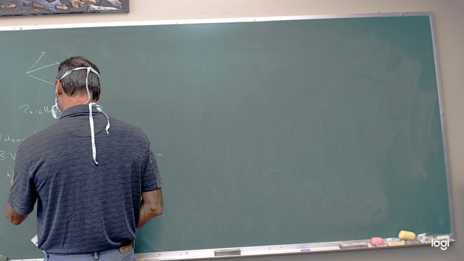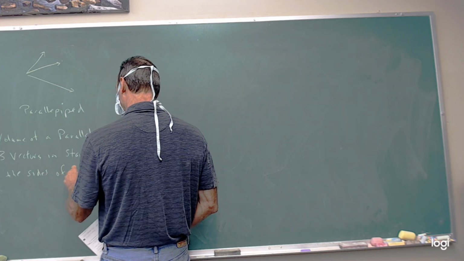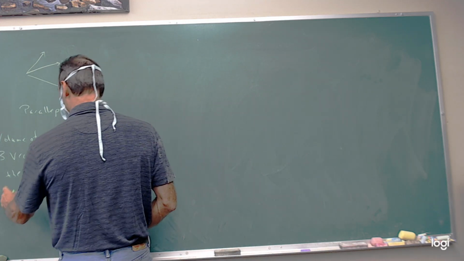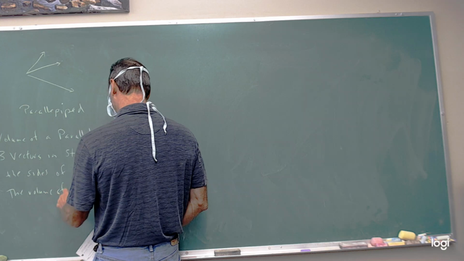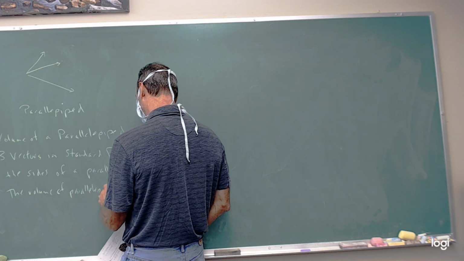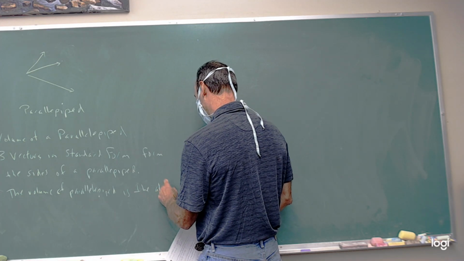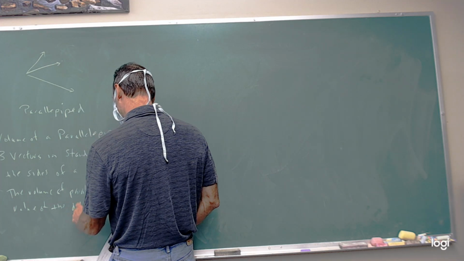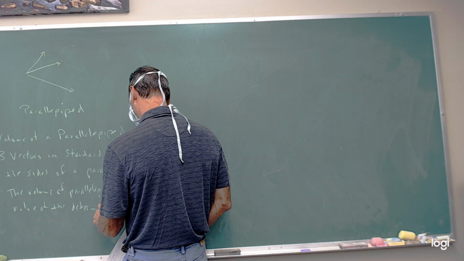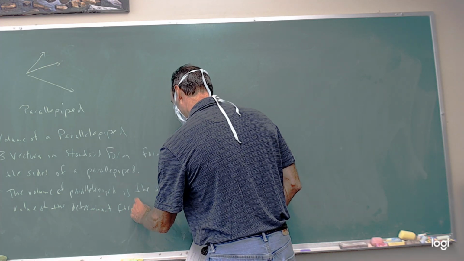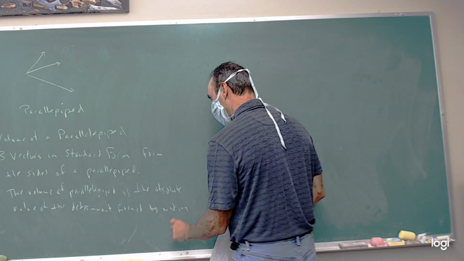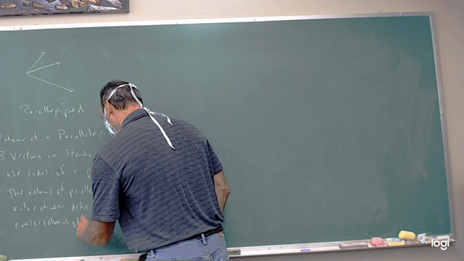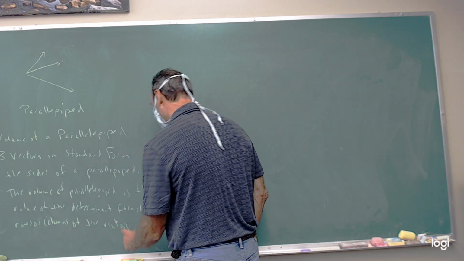The sides of a parallelepiped. The volume of said parallelepiped is the absolute value of the determinant formed by making rows or columns of the vectors. That's crazy.